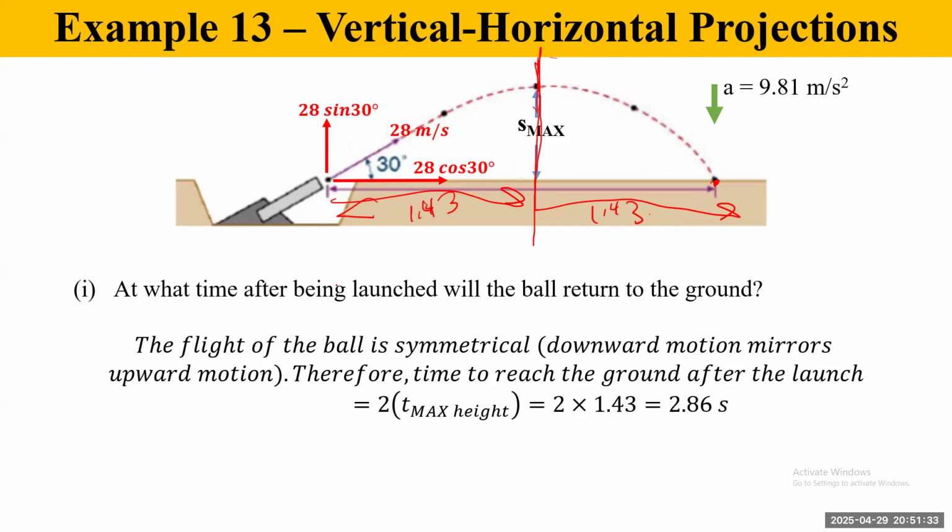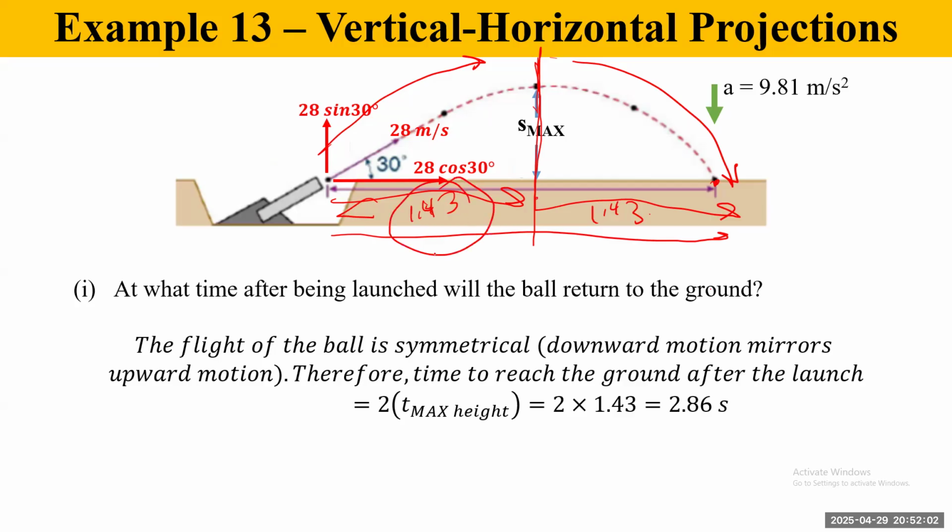What is the time after which the ball is launched that we return to the ground? That is the time that we return to ground. So the flight of the ball is symmetrical. Downward motion mirrors the upward motion. So you see, this is upward motion, this is downward motion. So it mirrors it. Therefore, the time to reach the ground after launch is just double the time.